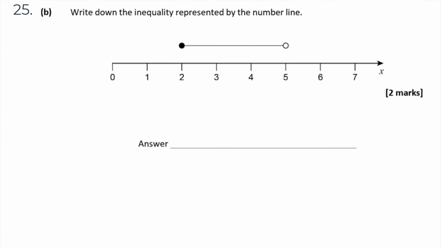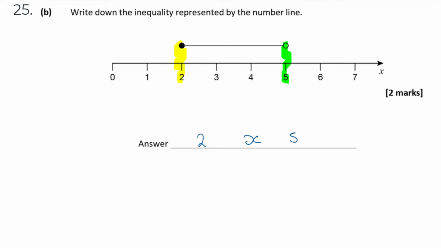B, write down the inequality represented by the number line. Okay, well, we're going to have one of those inequalities where you've got something in the middle and then 2 numbers either side of it. And those 2 numbers are going to be this number up here, look, 2, and this number over here, look, 5. So x is going to lie between 2 and 5.